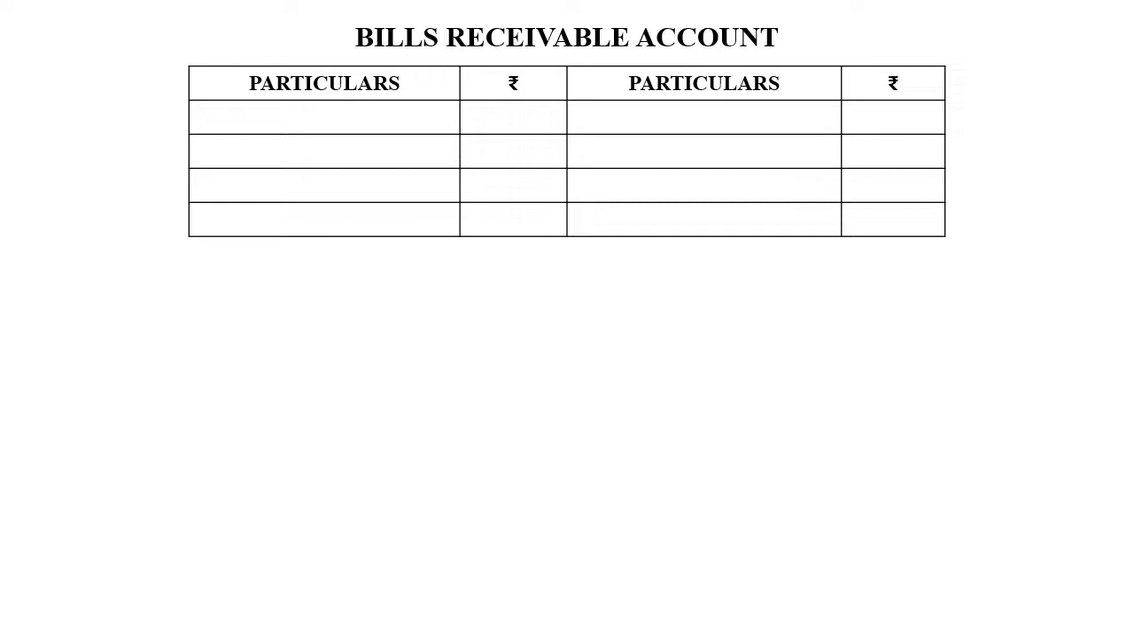The next one, cash received from debtors. So you are receiving the cash from debtors. So the entry will be cash account debit to debtors account, because debtor is the giver. Cash account debit to debtors account.